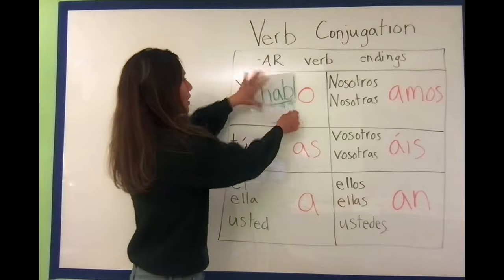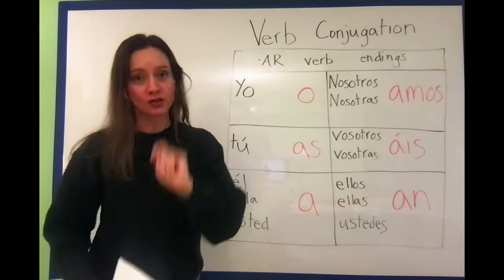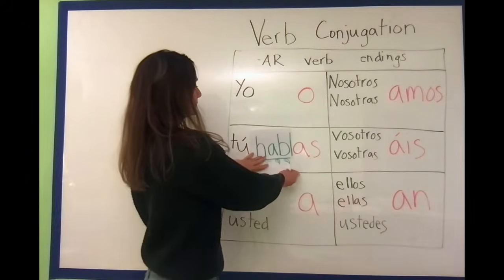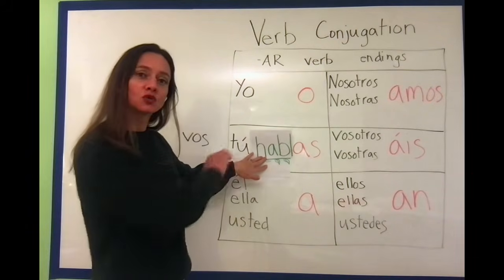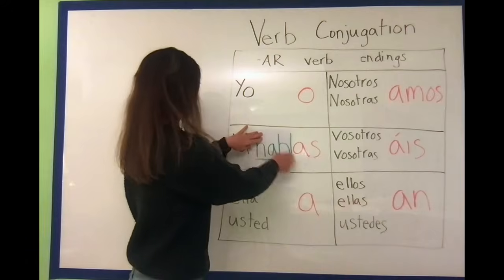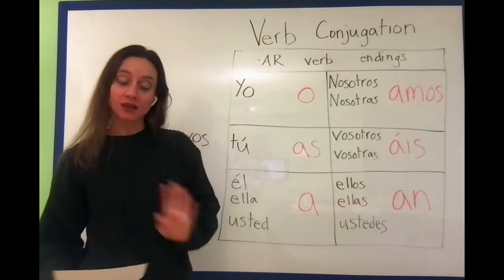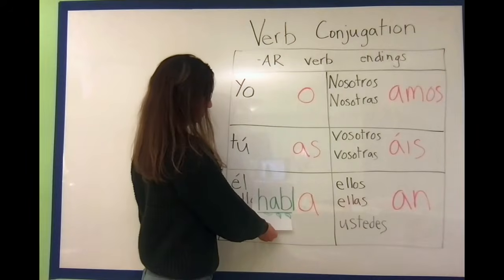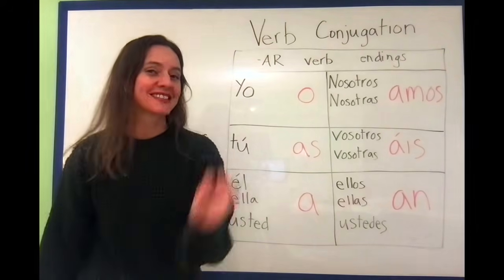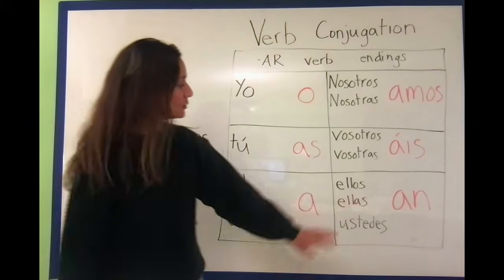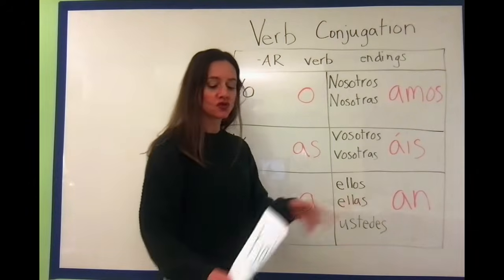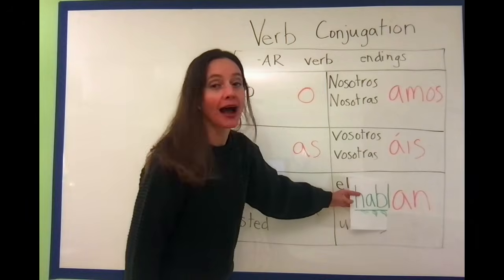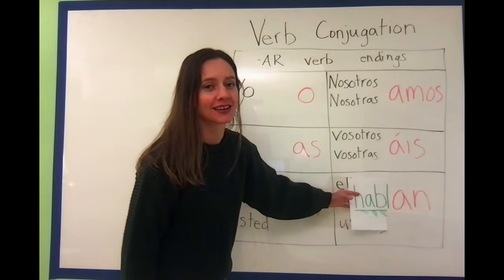Yo hablo. What if you want to say you talk? You're talking to your friend. So we're going to use tú. Tú hablas. You talk. What if you want to say he talks? Well, then you would say él habla. What if you want to say they talk? You remember that they is ellos. So ellos, you put that there. Hablan.